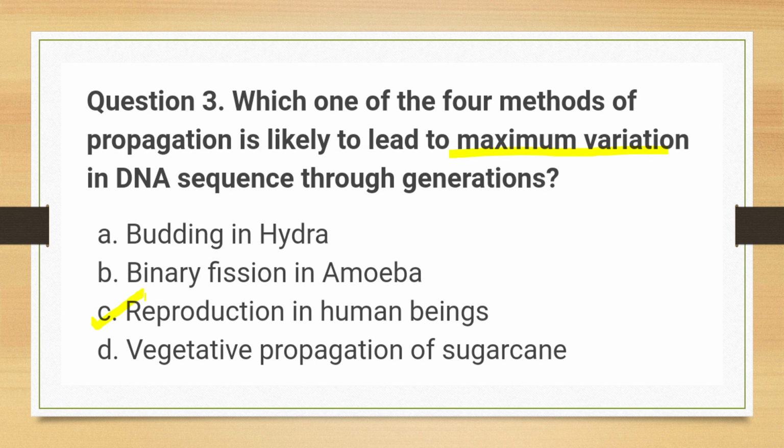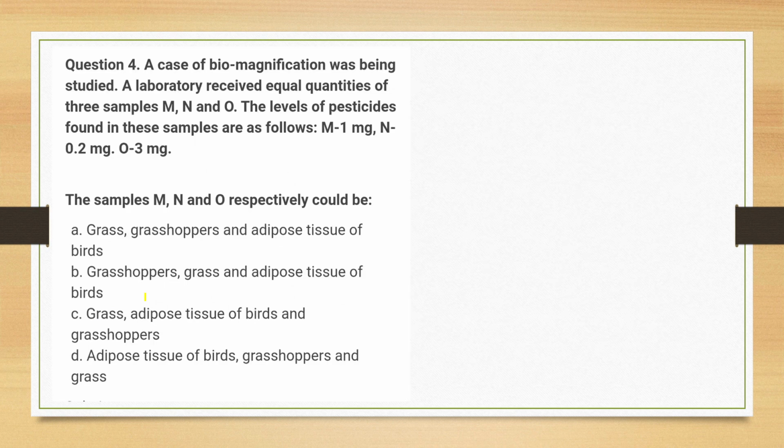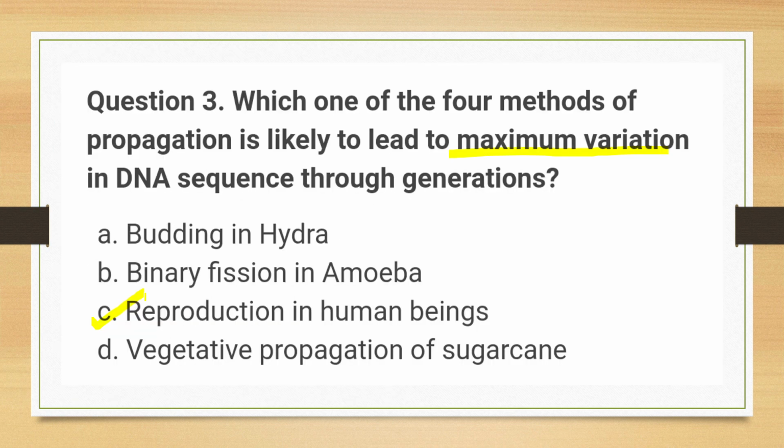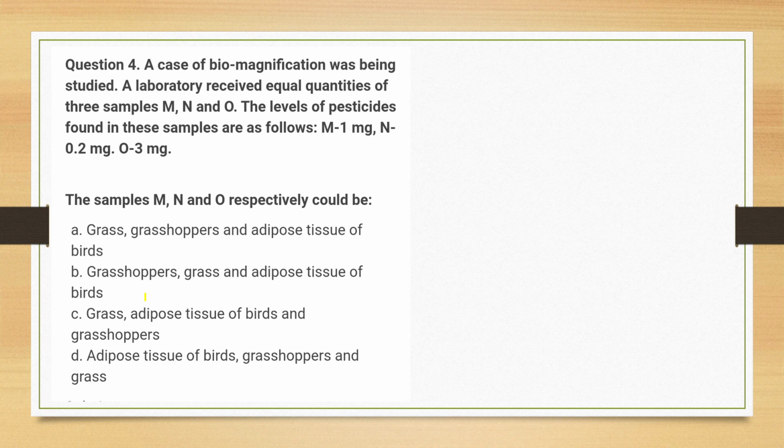Okay, so the correct answer is option C, because in sexual reproduction crossing over occurs, which leads to variation in DNA sequence. Okay, now coming to question number 4. In case of biomagnification, a laboratory received equal quantities of 3 samples M, N, O, and the pesticides found in them are as below. 1 mg of pesticide is found in M sample. In N sample, 0.2 mg of pesticide is found, and in O sample, 3 mg of pesticide is found.